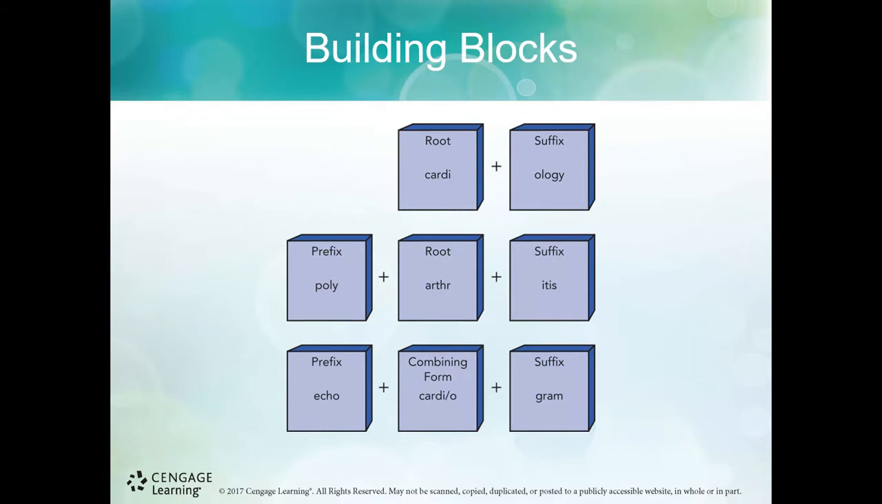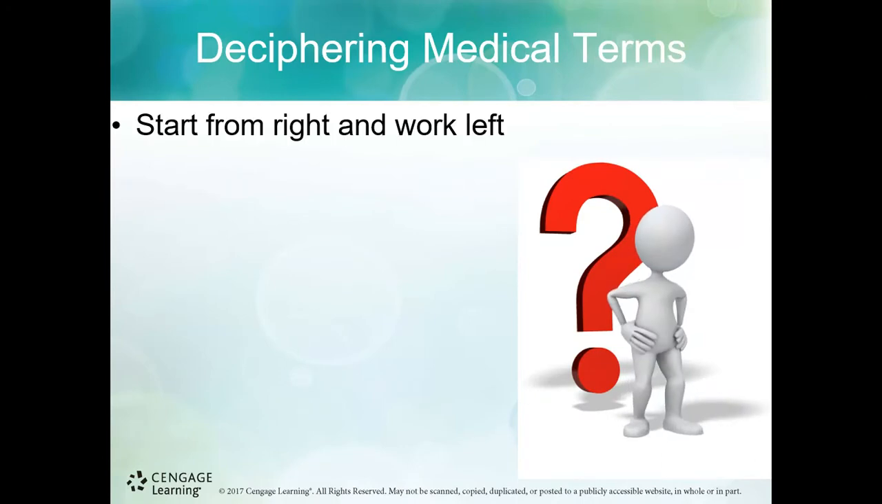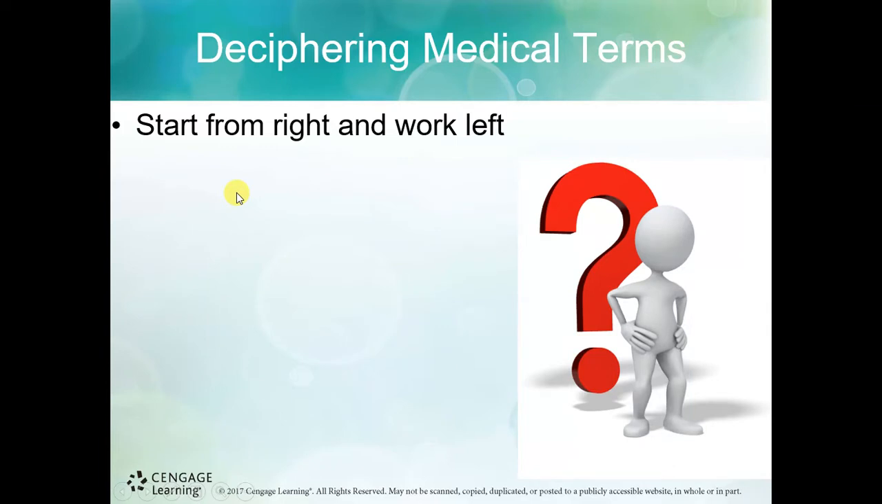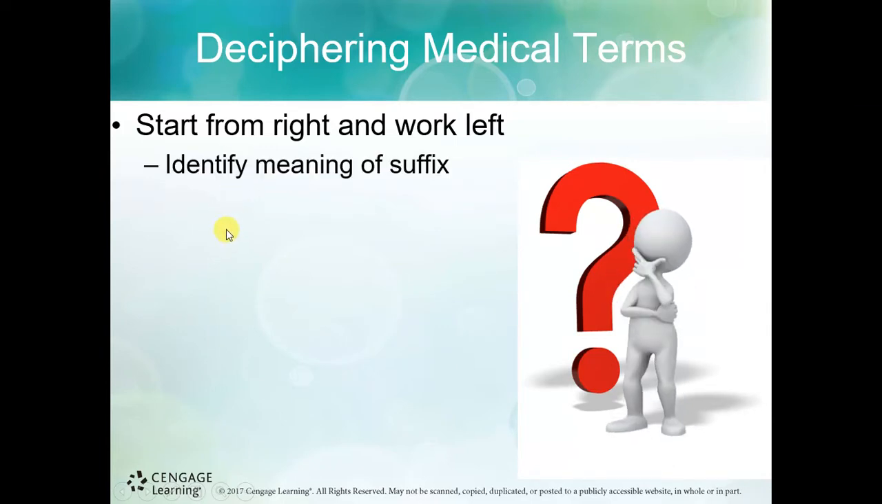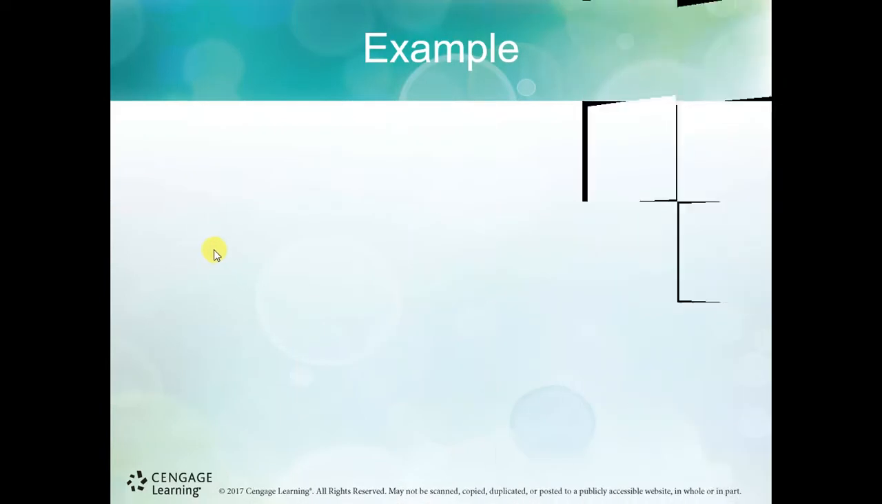And you can see that here for cardiology, polyarthritis, echocardiogram. Now there are different techniques for deciphering these medical terms. Your textbook says start from the right and work left. Identify the suffix, then the root, then the prefix, if one exists.